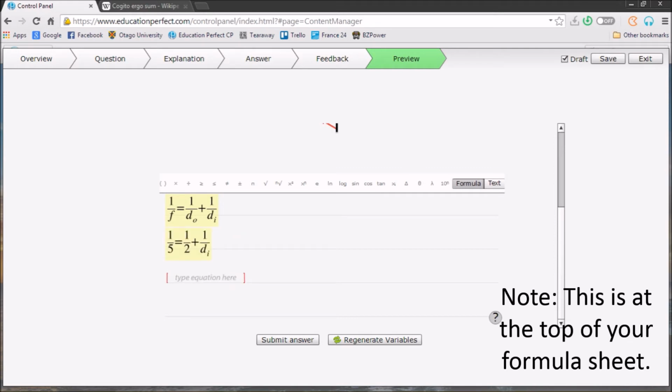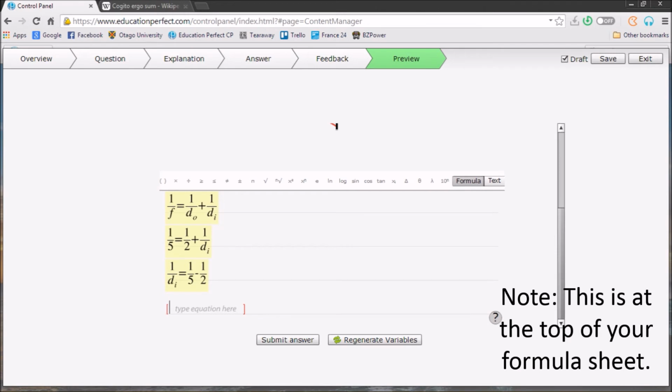Okay, we better rearrange this to get all the known numbers on the same side. I will type 1 over DI equals 1 over 5 minus 1 over 2. We subtract 1 over 2 from both sides to get this. Then solve the right hand side of this equation because it's all numbers we know. It's a fifth minus a half, which gives us negative 3/10. So 1 over DI equals negative 3 over 10.